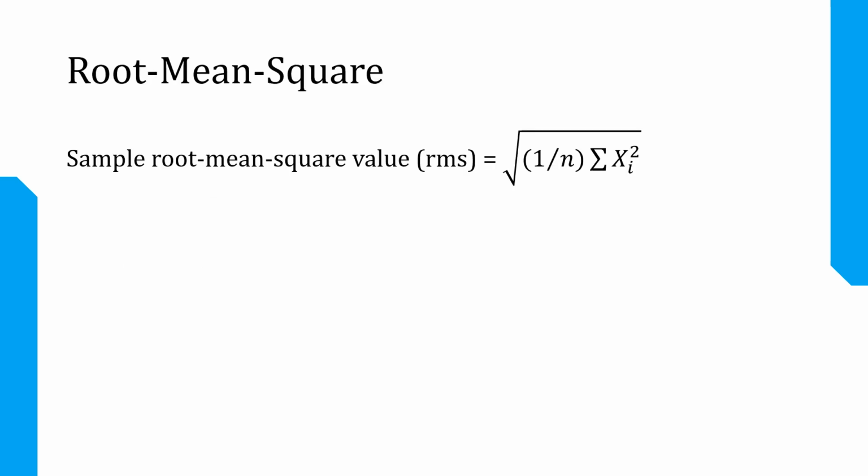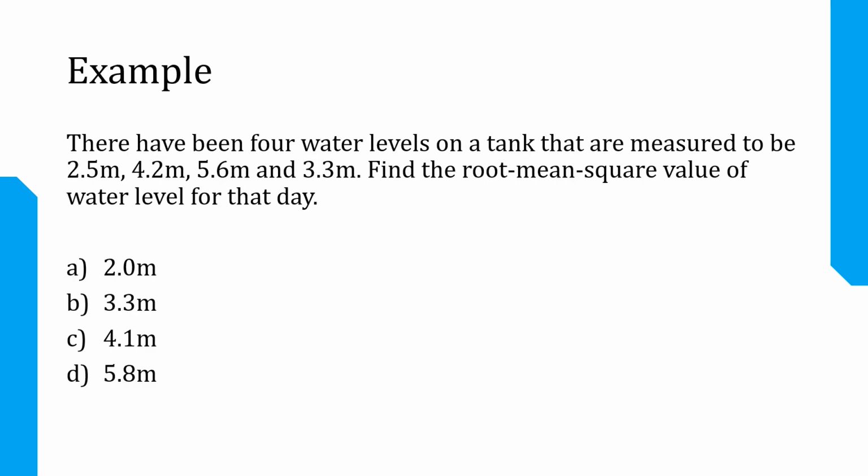The root mean square, or RMS value, of a series of observations is defined by the square root of 1 over n times the sum of the data points squared. So let's get right into an example problem to figure out how we can utilize this. There have been 4 water levels on a tank measured to be 2.5 meters, 4.2 meters, 5.6 meters, and 3.3 meters. We're going to find the root mean square value of the water level for that day.